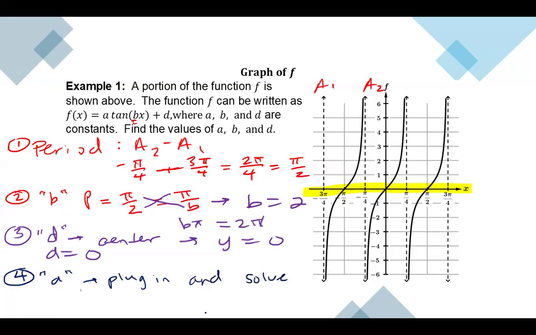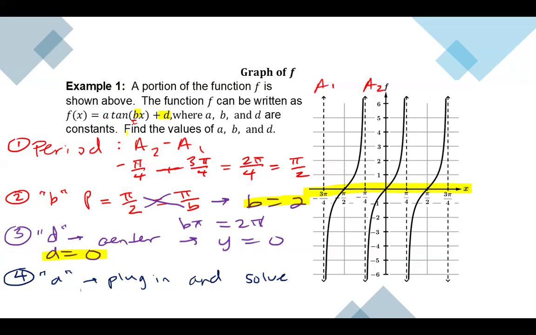Okay, so to find the A, we plug in everything that we know and solve. So what we know so far is we know that our B equals 2 and our D equals 0. So we're going to plug in our B and we're going to plug in our D and we solve for A. Does that make sense?